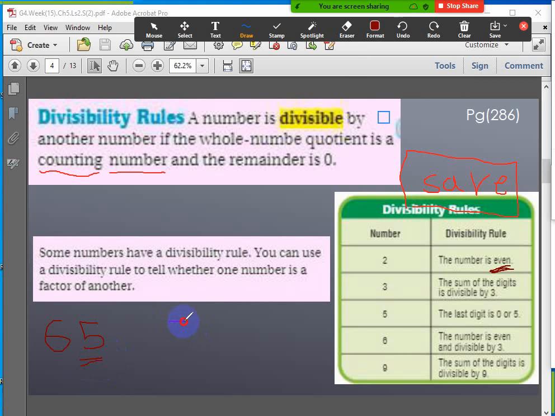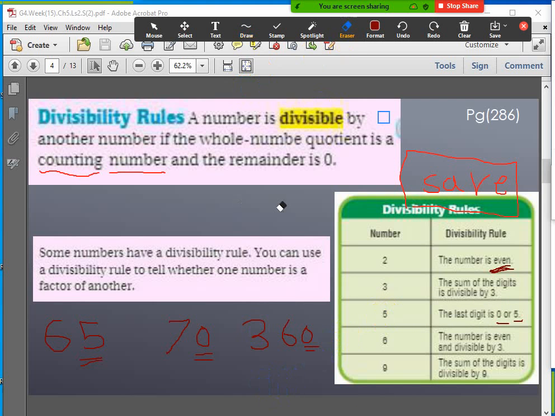Okay, another number, 70. Look, what is the ones digit? The ones digit is 0. So this number is also divisible by 5 because the ones digit is 0. So the ones digit must be 0 or 5. Another example, 360. Where is the ones digit? This is the ones digit. You have to look only at the ones digit. If the ones digit is 0 or 5, that means this number is divisible by 5.